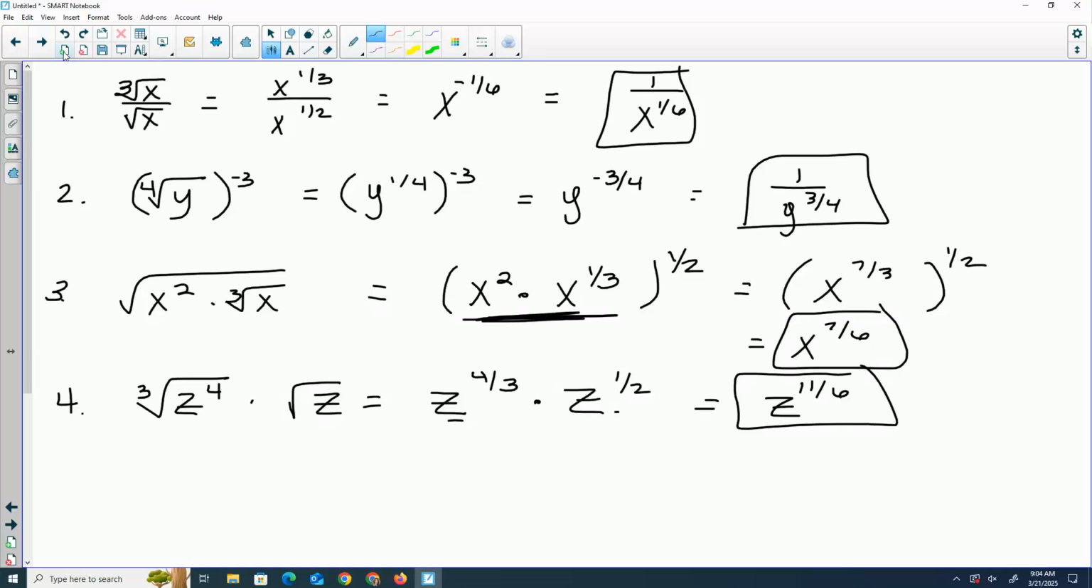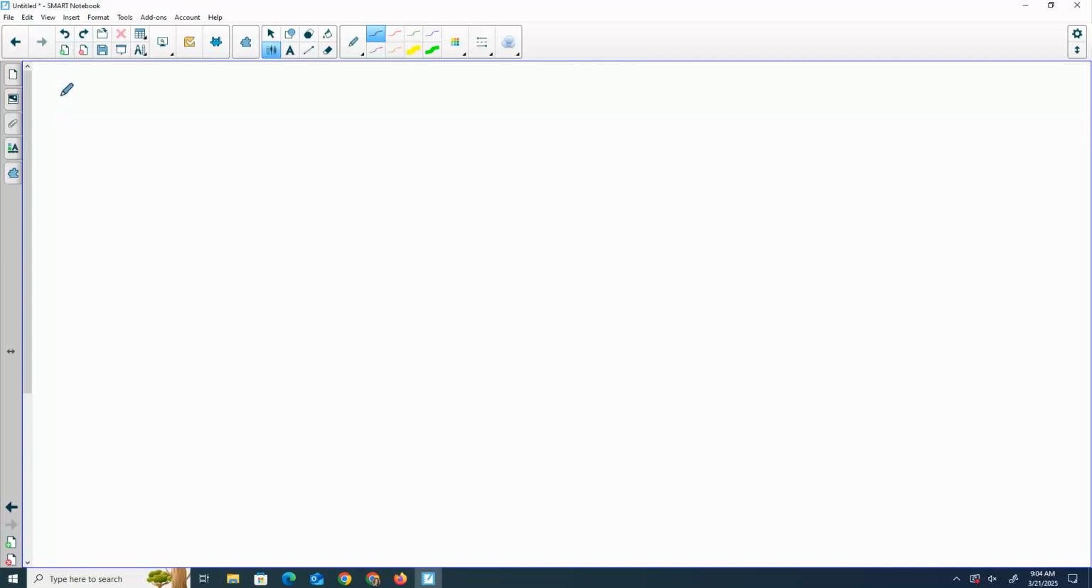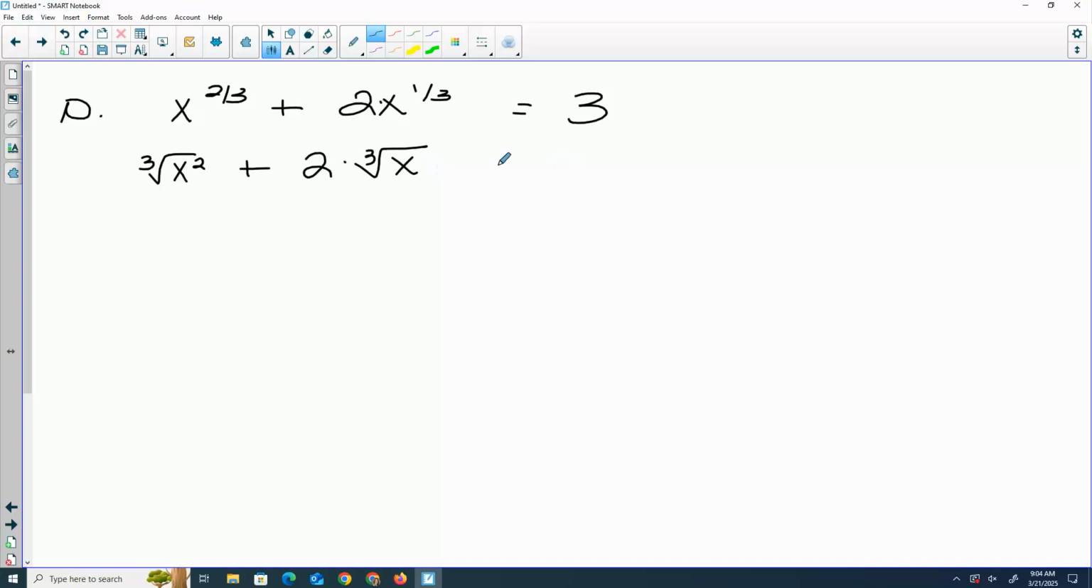Let's look at problem 10. So a couple issues that I noticed when people were working this. A 2/3 power means the cube root of x squared. 2x to the 1/3. Is the 2 under the cube root on this? No, it's 2 times x to the 1/3. So it's 2 times the cube root of x.